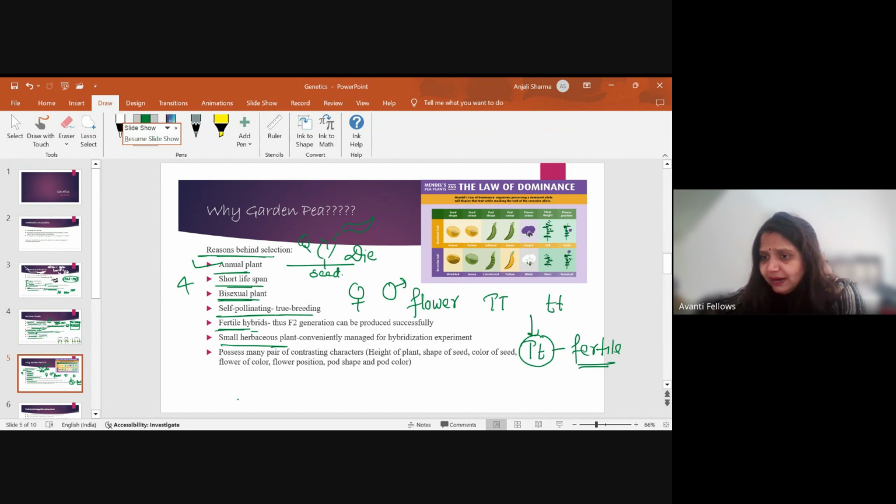Small herbaceous plant it was, so it was conveniently managed for the hybridization experiment. Another is they possess many pairs of contrasting characters, and these were the characters which should be on your tips. Seed shape, seed color, pod shape, pod color, flower color, stem color, and the position of flower. These were the 7 characters on which Mendel worked.